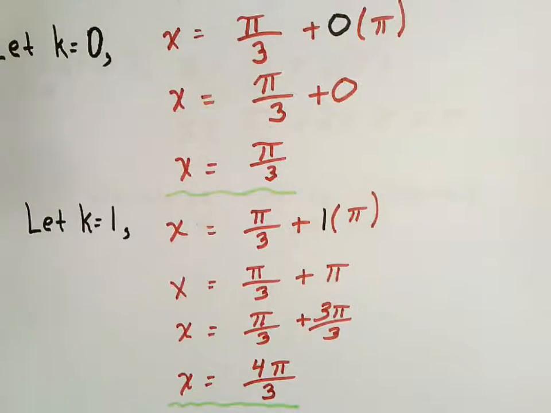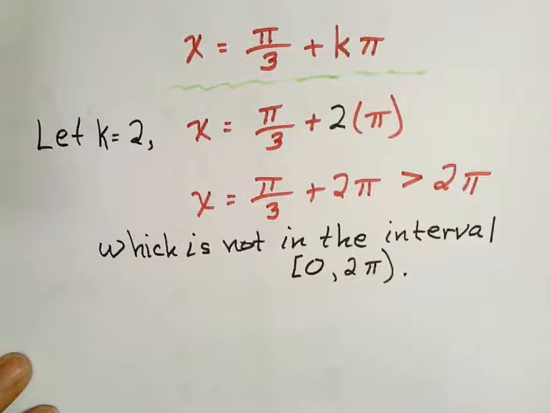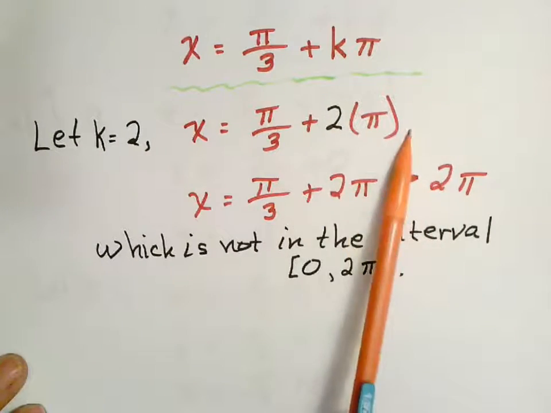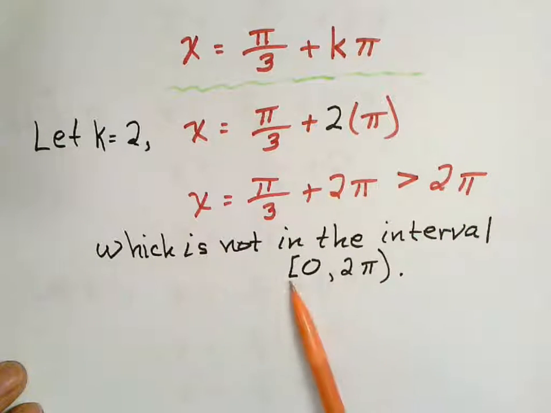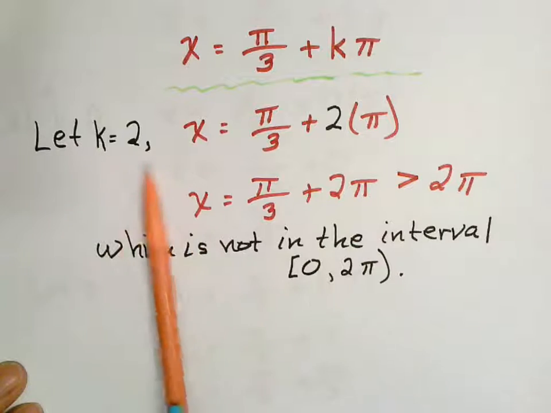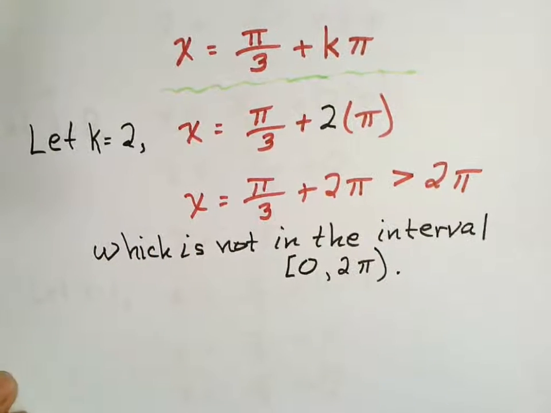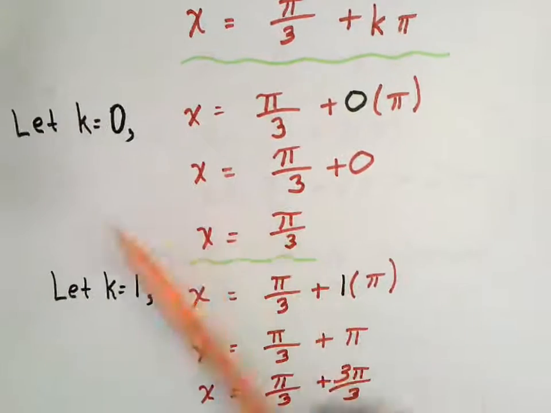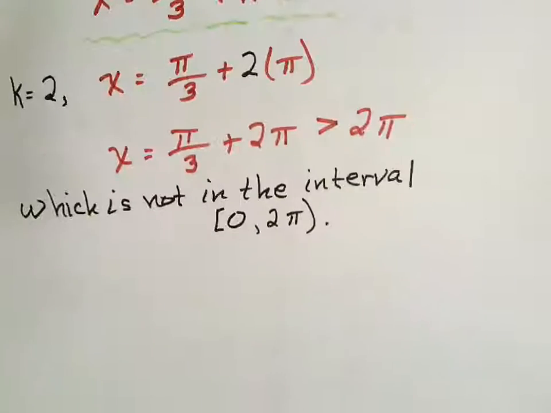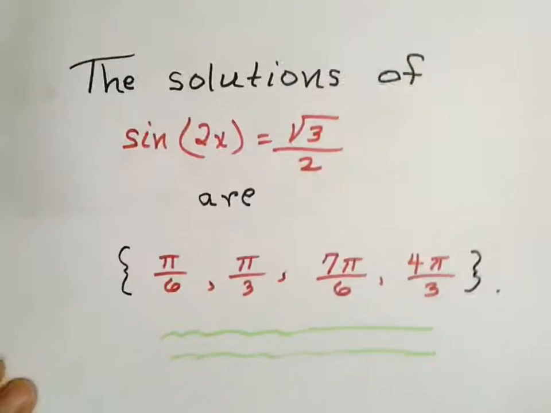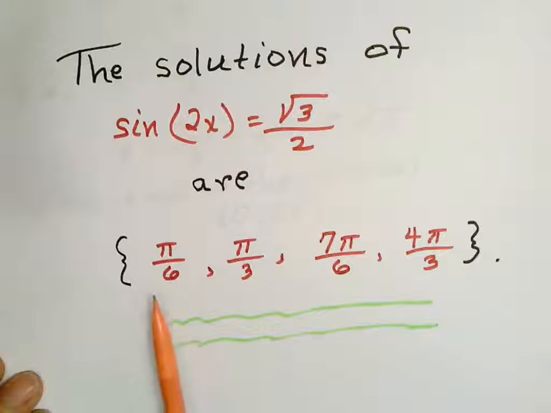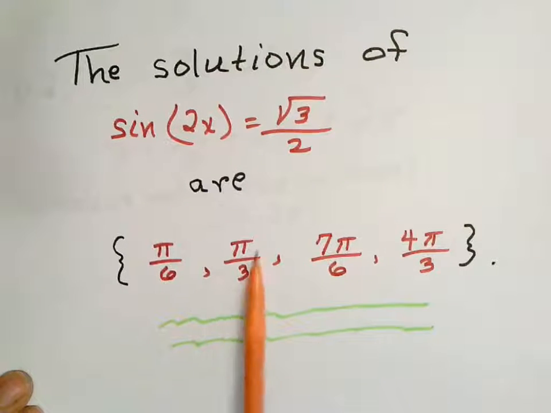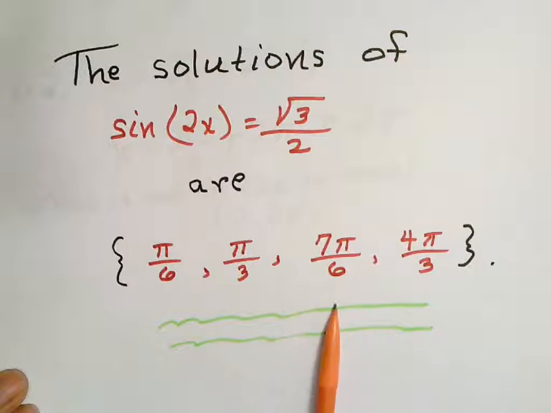So now let's let k equal 2. We're going to have 2 times pi plus something, which is greater than 2 pi. And remember, we're only looking in the interval between 0 and 2 pi, so we cannot use the k that's 2. So we can only use the k that is 0 and 1. So when we get through, the solutions to the equation sine of 2x is equal to square root of 3 over 2, there are going to be 4 solutions: pi over 6, pi over 3, 7 pi over 6, 4 pi over 3.